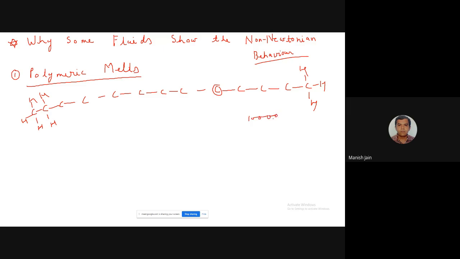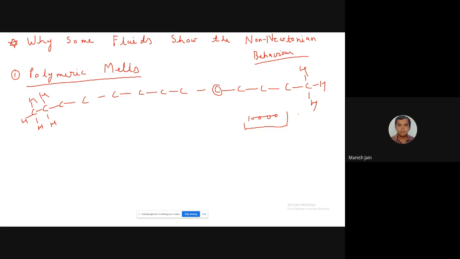If you check commercial polyethylene, the average molecular weight is more than 10,000, and for normal injection mold polyethylene, it is around 2 lakhs to 5 lakhs. So 2 lakhs to 5 lakhs carbon atoms attach to each other to make a single molecule of polyethylene.